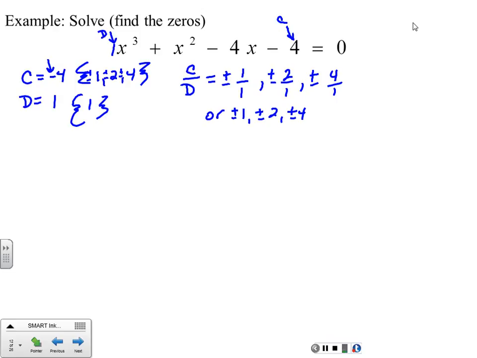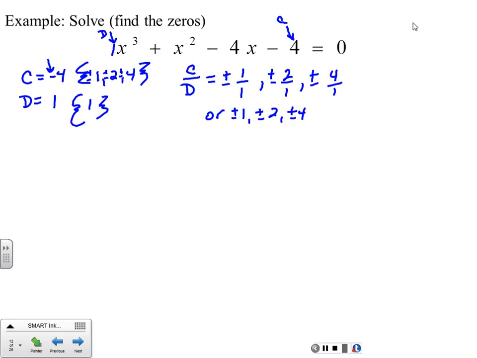Now when does that change? It changes when your leading coefficient is not 1. When your leading coefficient is 1, it's easy. You're just looking at C. When your leading coefficient has factors aside from 1, that's when you get into fractional solutions. Okay? So I will just go ahead and tell you, these 6 numbers, plus or minus 1, plus or minus 2, plus or minus 4, those 6 numbers are possible solutions to your equation. Possible solutions to your equation.